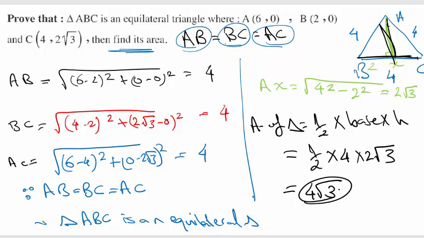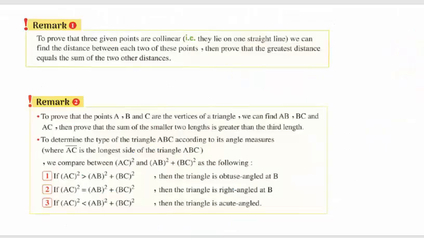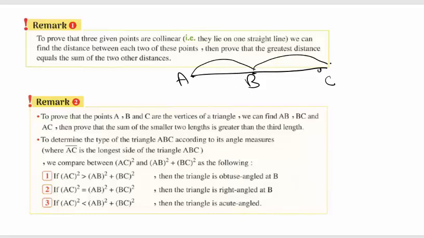Let's move to the next part, which is some important remarks. The first remark I have is to prove that 3 points are collinear. What is the meaning of the word collinear? Collinear means that they are contained on the same straight line. They lie on the same straight line. So if I have 3 points A, B, and C, to prove that they are collinear, I will find the distance between A and B, then the distance between B and C, and also the distance between A and C. I will find that the two smaller distances, if added together, give me the longer distance, so they are collinear.